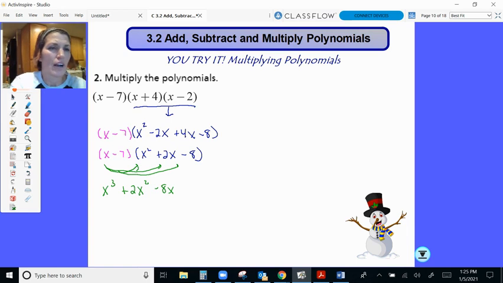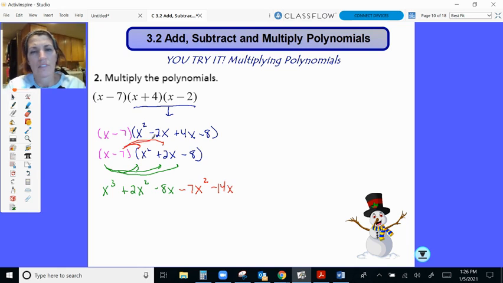And then I'll go ahead and grab this guy up here. Let's go ahead and grab red. We'll go with negative 7x squared minus 14x. And then minus, or I guess that would be a plus, 56.